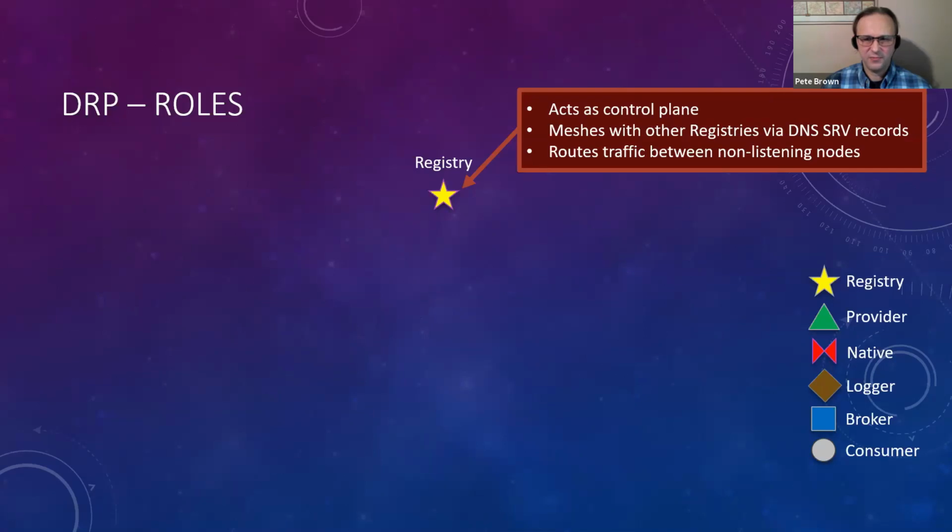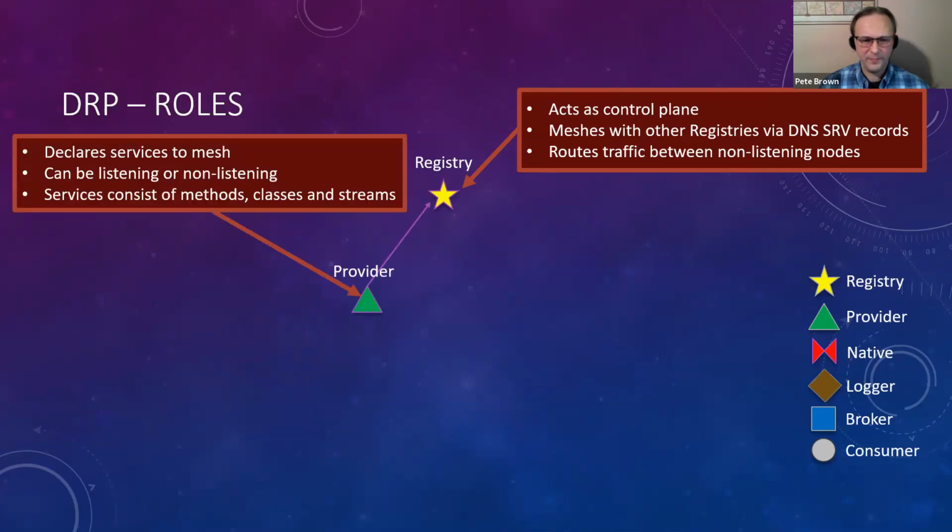All of these things would normally be clustered, but for the sake of clarity, we're going to have one at a time here. The registry acts as a control plane. This is really what bootstraps the mesh. They find each other through DNS server records, just like Active Directory. And the other really important item about the registries is that you can route traffic between non-listening nodes. We'll get to that here in a moment.